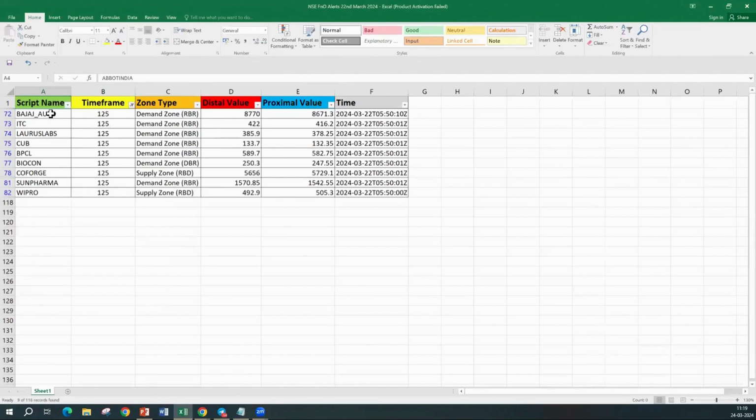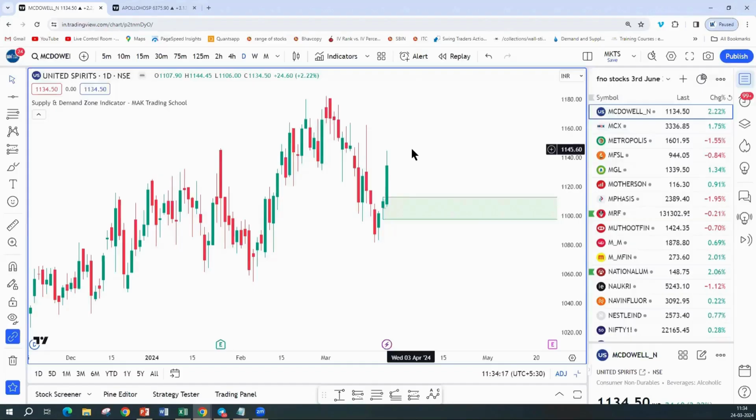So how many stocks here? 9 stocks. In 9 stocks, you have zone formations on 125 minutes. So out of the whole list of 190 stocks, there are only 9 stocks with zones on 125 minutes, and I can focus only on these stocks. So this is how I use the indicator for scanning.